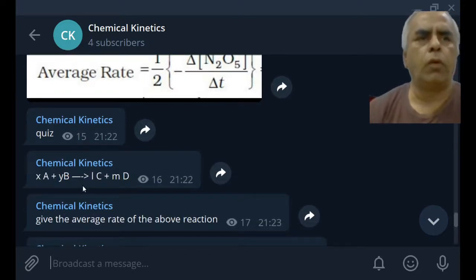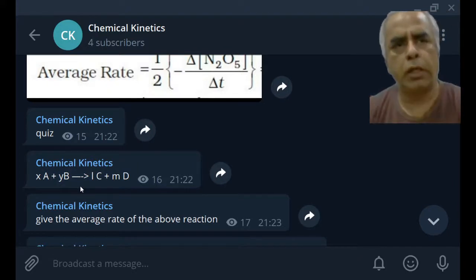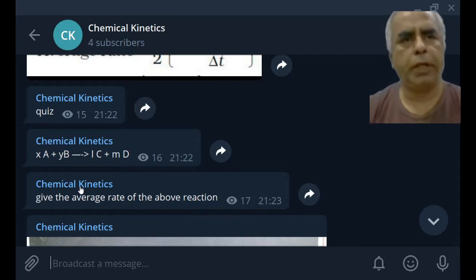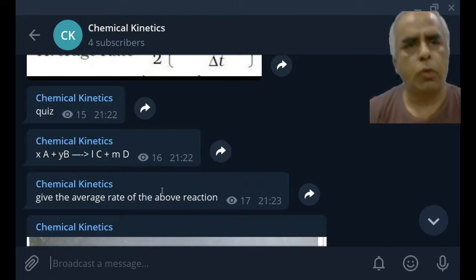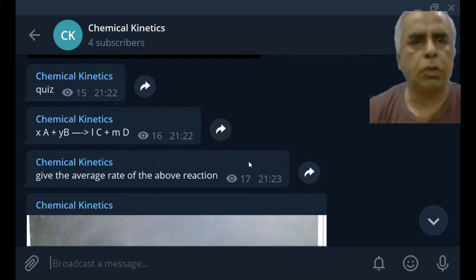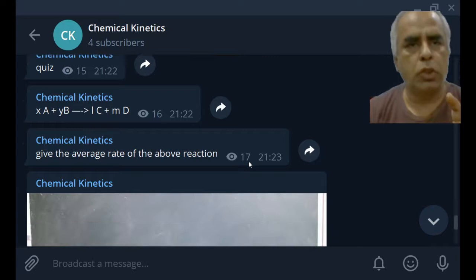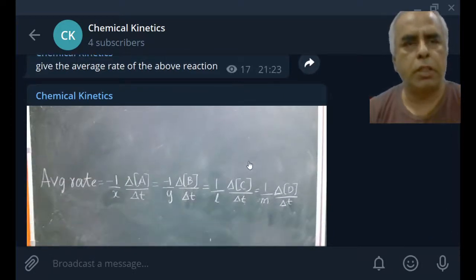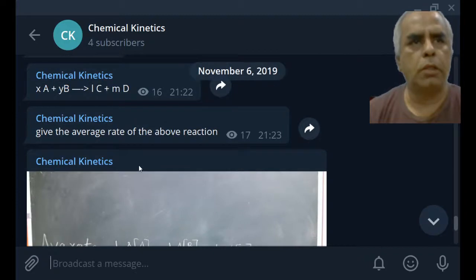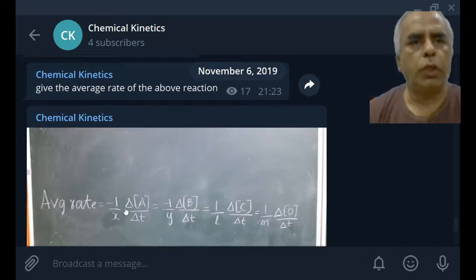So here, now let me consider a generic form. x moles of A combines with y moles of B to give l moles of C and m moles of D, right? Now, for this, we need to find the average rate of the above reaction. The best way to find out is, you just look at this display. Average rate is given by minus 1 by x into delta A divided by delta t. Where did you get this? This is nothing but the x. So you have the A here, so minus 1 by x.